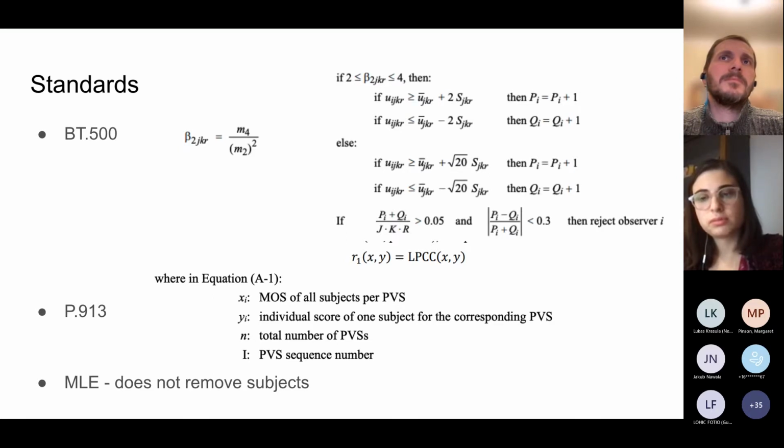If PI plus QI is greater than 0.05 and the other condition, then reject observer I. That's what it says. So if there's a consistent bias, an absolute bias, not with a sign, and if it's rated inconsistently above and below the MOS, then it's likely to be an outlier. And then they have these hard thresholds, 0.05 and 0.3.